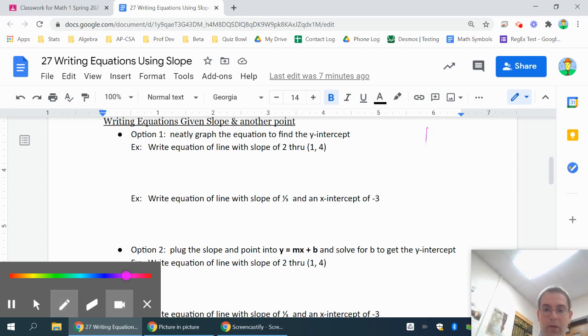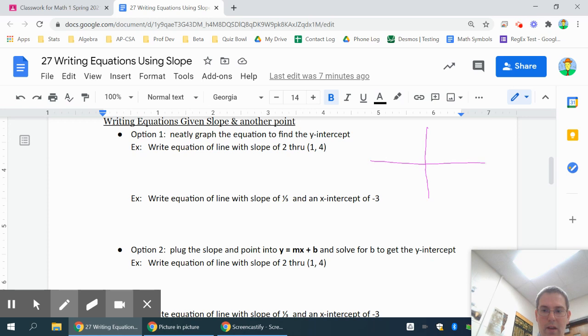So if we were doing this first one, I say very neatly, and then I'm drawing on a screen, so that'll be a challenge. But I'm going through the point (1, 4), so that means I'm going over 1 and up 1, 2, 3, 4. So that is a point there. And if my slope is 2, that means I'm going up 1, 2, and over 1. Because the slope of 2 as a fraction is 2 over 1, so going up 1, 2, over 1, that means that's my next point.